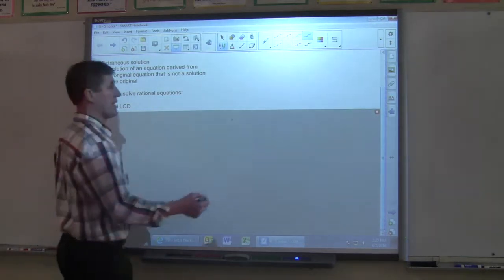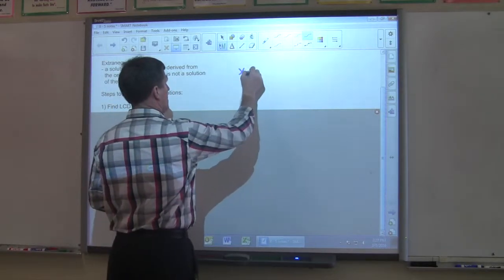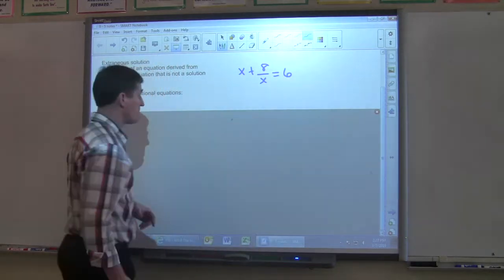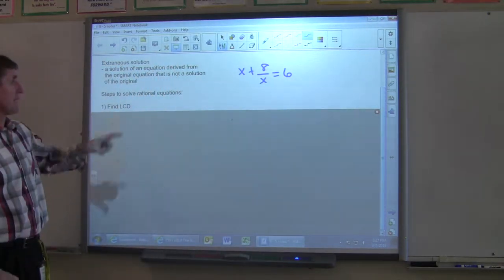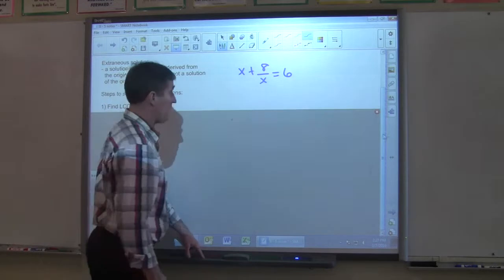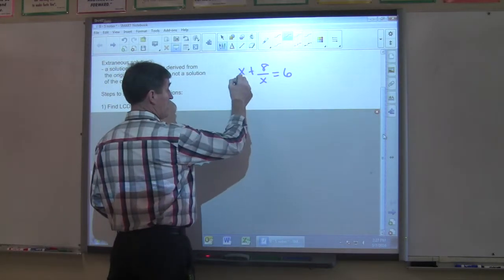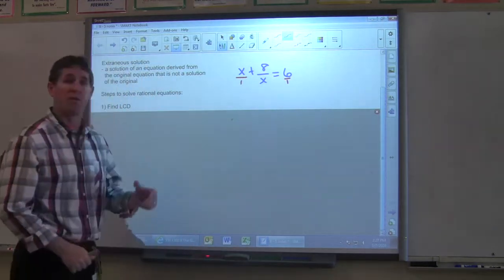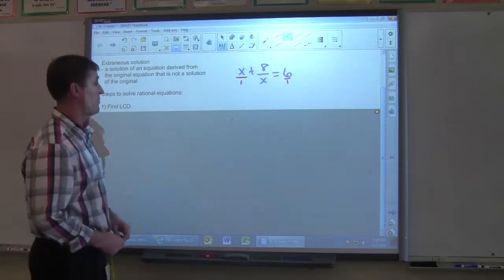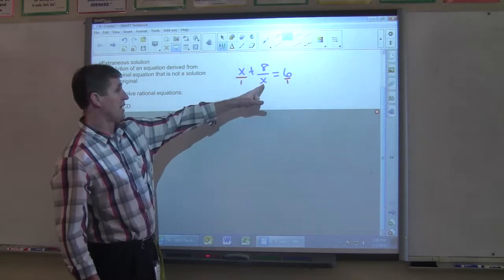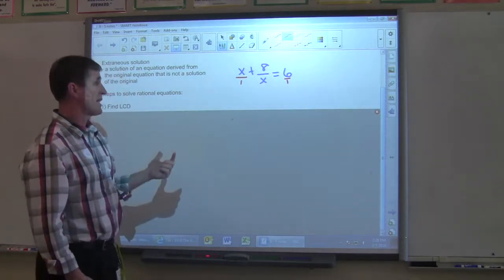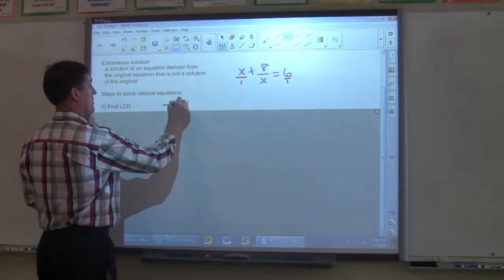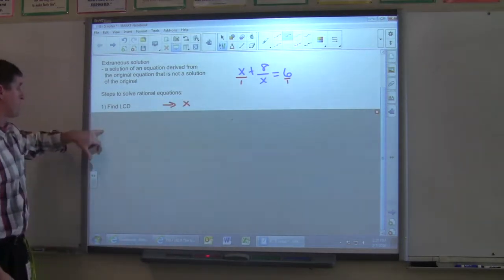So if we took as an example that we were doing this problem, x plus 8 over x equals 6, and we were to find the least common denominator. Now, x and 6, even though they're not fractions, technically have 1s underneath them, but we don't need 1s when we find the least common denominator. So the only factor we have in the denominator is x, so our least common denominator is x.